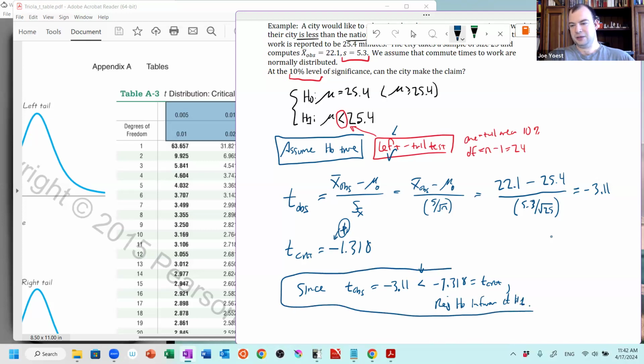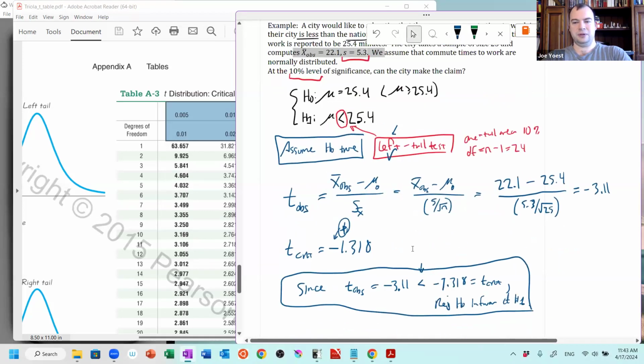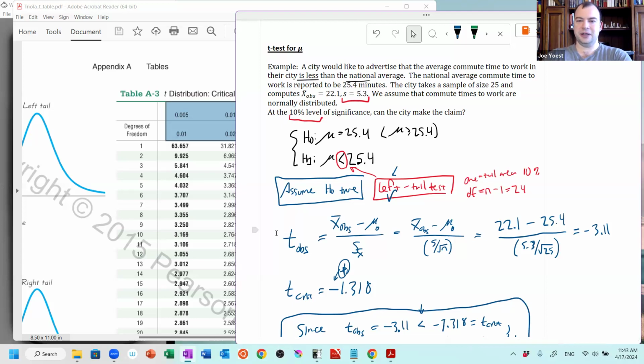And our city can make the claim. We can put this in our marketing material or whatever. And if anybody were to challenge it, we could present them with this sample along with this analysis, and that's our supporting evidence. Now, again, somebody might balk at using the 10% level. They might say, oh, you should have used the 1% level. That's not something we can argue mathematically, right? That's something that has to be chosen at the beginning, before the experiment, before the sample is taken.